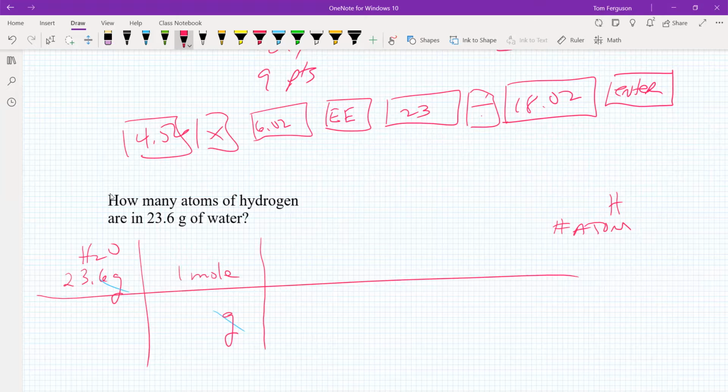I always use water because we have to look it up each time. So that's 18.02. Okay, so that gives us moles. Now we're going to go to molecules of water. Notice I said molecules of water. So the 18.02 is for the molecule of water, not hydrogen by itself, but the molecule of water.